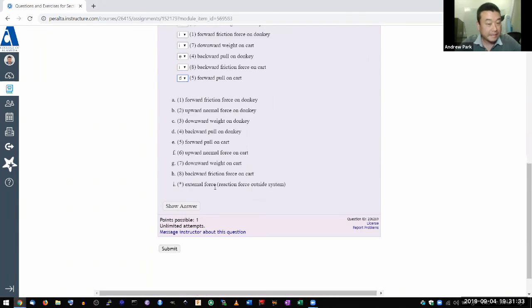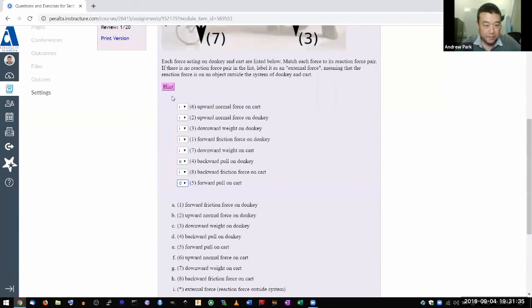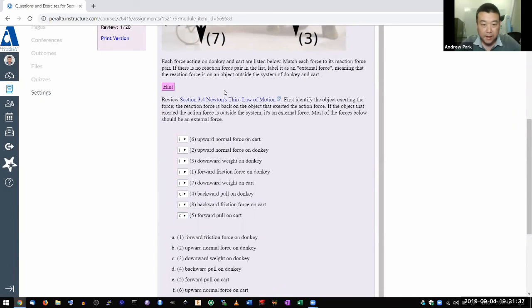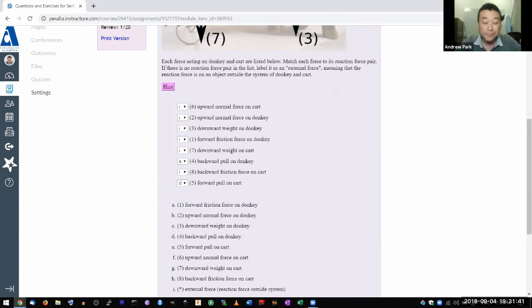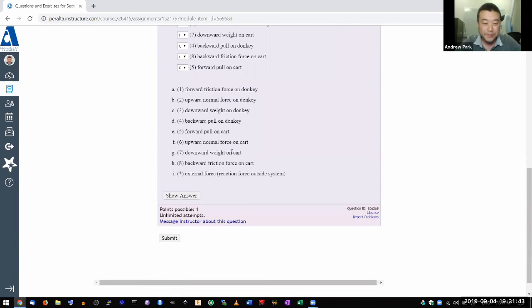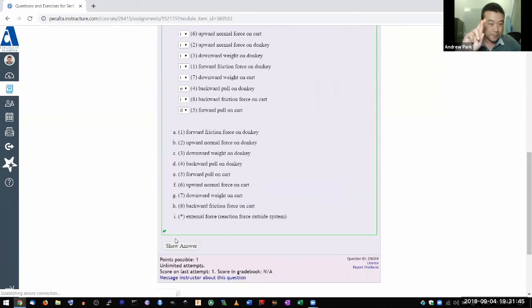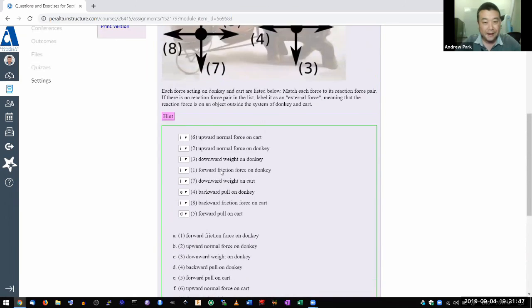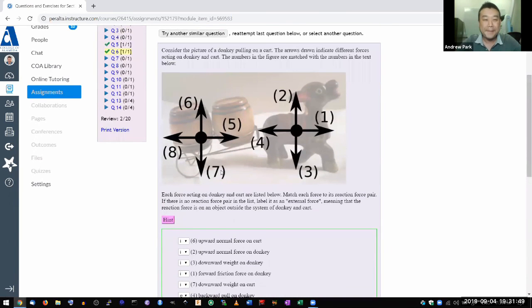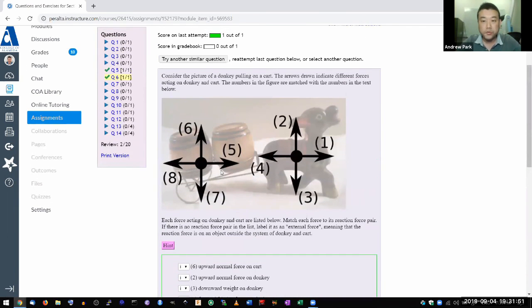So that's it. I'm pretty sure I said a hint along that line about the interaction: most of the forces should be external forces. Let's submit and hope that I got it correct. All right, so good. Those two are Newton's third law questions, and they're somewhat tricky. A lot of people do struggle. That's why I want you to go over them now.